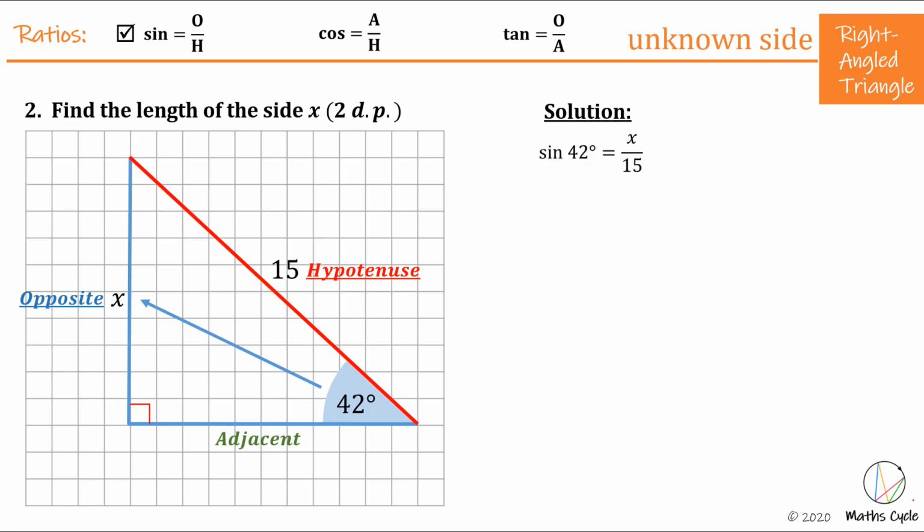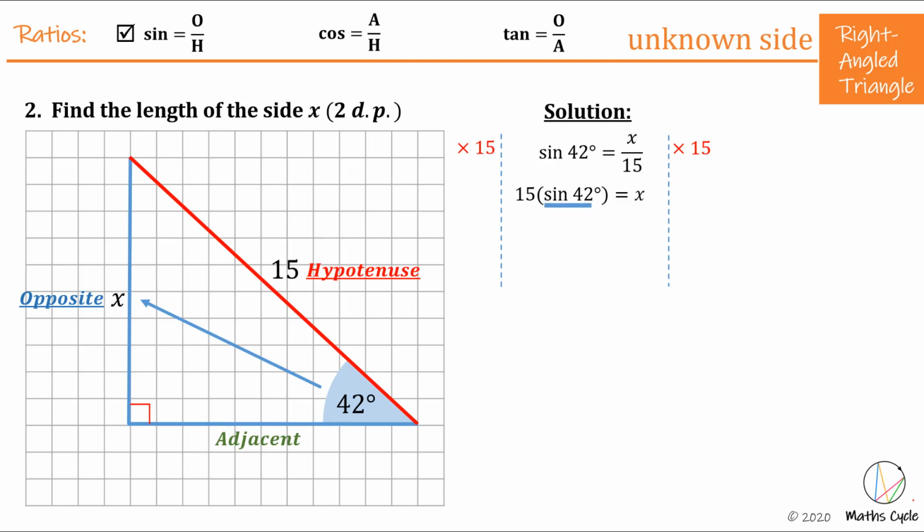So we know that the sine of 42 degrees equals opposite over hypotenuse, which is x over 15. Using our balancing method, x is divided by 15, so to cancel the 15 we use the reverse operation, multiplying by 15. So multiply both sides by 15 to maintain balance. Then we have 15 times sine of 42 degrees equals x.